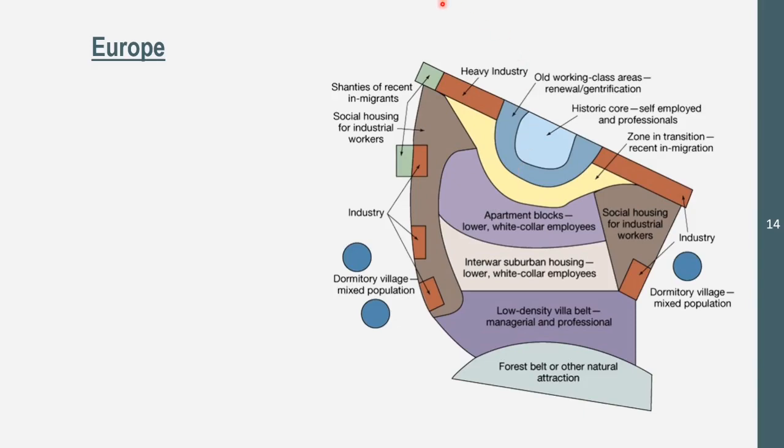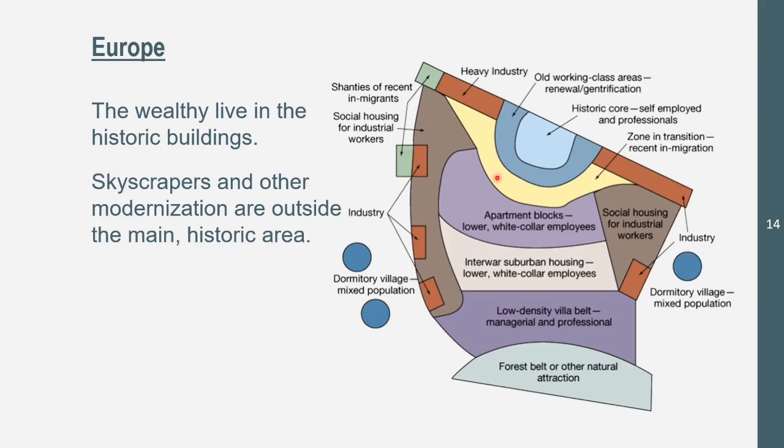And then we have finally the Europe model. This is a little complicated. However, the core up here is going to be historic areas, because Europe's a pretty historical area. The wealthy are going to be living in these core historic buildings. And then skyscrapers and modernization are mainly going to be outside this main historic area. We're also going to see the lower white collar employees, the ones that are not making as much. They're going to live outside in these skyscrapers and modern areas as well.